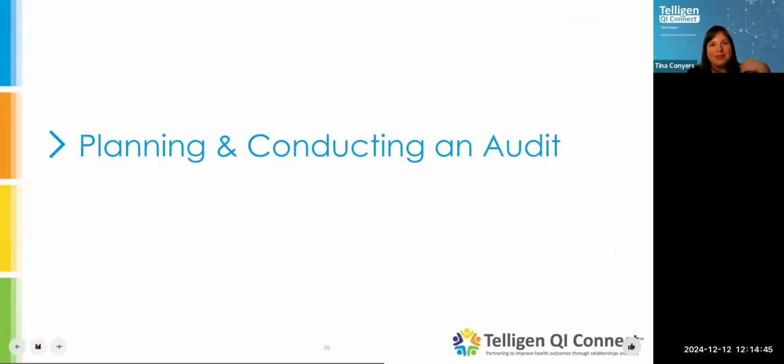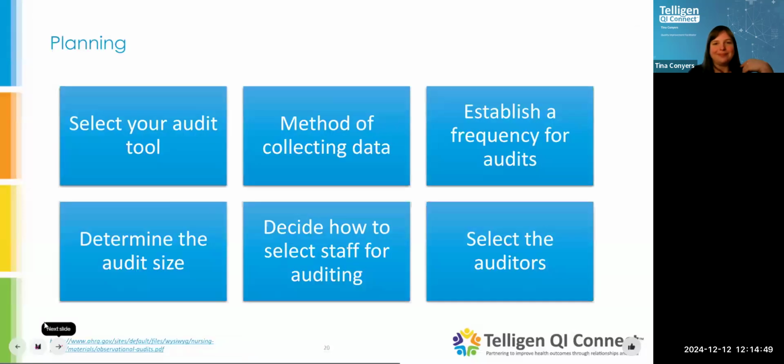Okay, so now we'll get more into the nitty-gritty about planning and conducting an audit. Next slide. So these are all the smaller steps that are going to occur during the planning part of the auditing process. First, you're going to select your audit tool. Now, we have an audit tracking workbook that if you aren't familiar with already, please reach out to us. We'd love to tell you about it. It's all digital. It can track several audits over the course of a year. It auto-populates graphs for you based on what your input is.